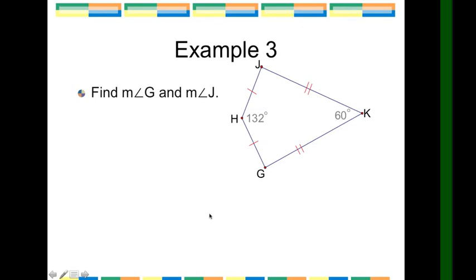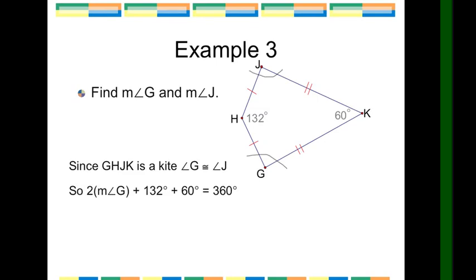Another, find angle G and angle J, given that angle H is equal to 132 and angle K is equal to 60. So to find this, remember that a quadrilateral has a total of 360 degrees. Since GHJK is a kite, angle G is congruent to angle J. So pareho sila. To do this, we have two times the measurement of angle G plus 132 plus 60 equals 360 as the total of the quadrilateral.